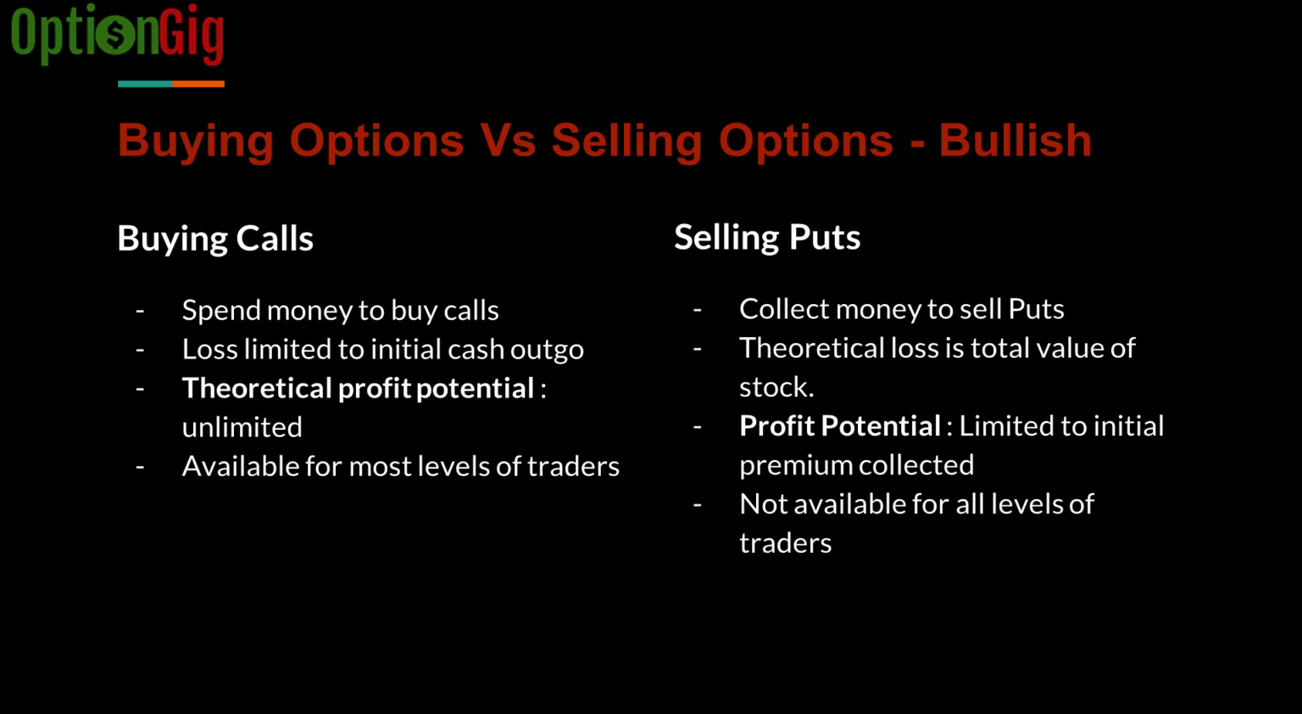The maximum profit potential is limited to the initial premium collected. So when you sold a put, you got an initial premium from a put buyer, and that is the maximum profit potential. But remember, this is not available for all levels of traders. Just because the theoretical loss value could be higher, it is only available for a certain level of traders.